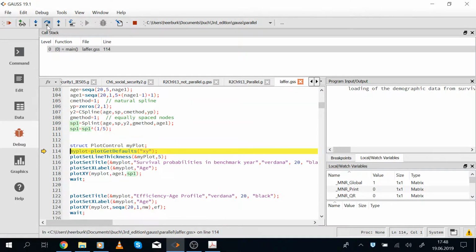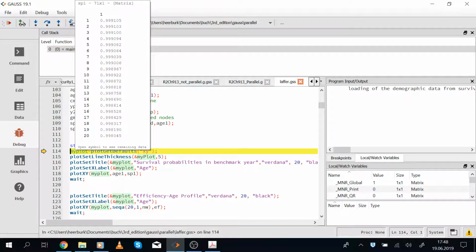Just look at what we got in the final version here, our SP1, which is our annual survival probabilities, and it's a 70 for our 70 generations, and we also included the last generation where survival is 0.